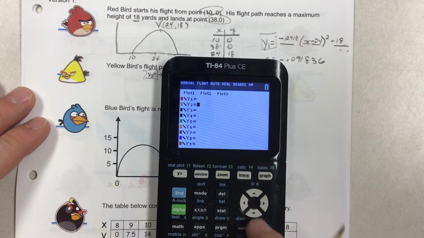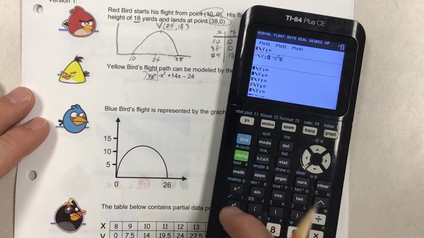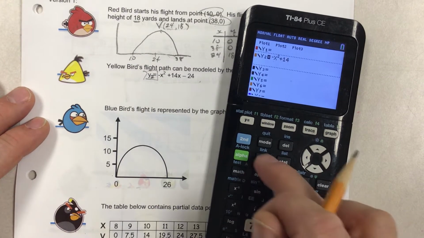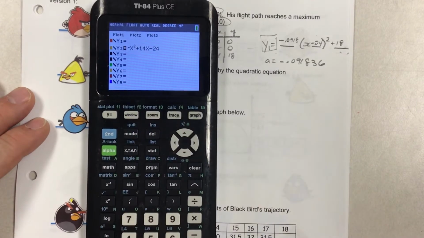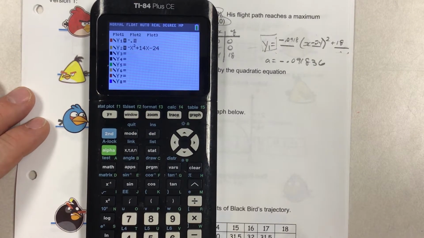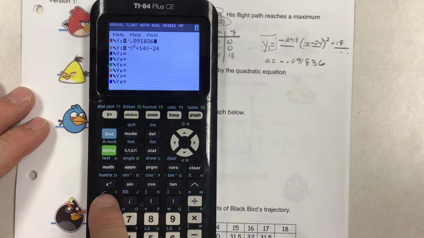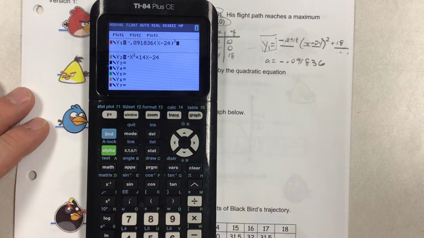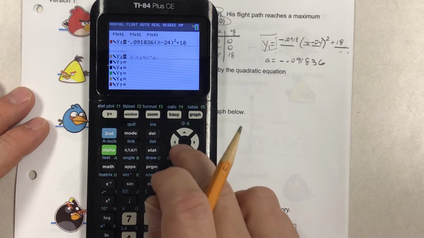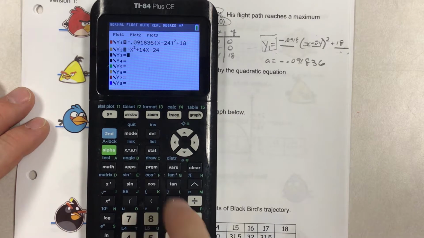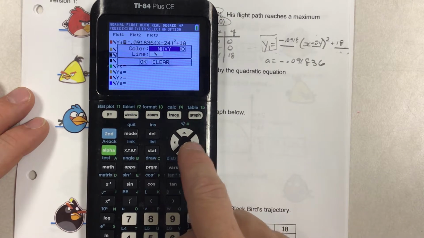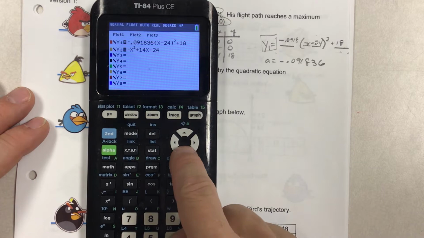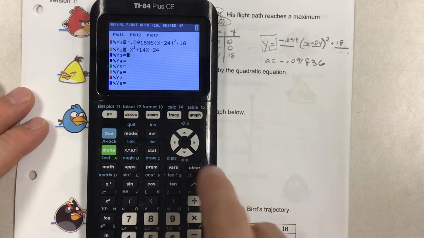Redbird's already there. Yellowbird, I'm going to put that in. Negative x squared. There's no calculations involved here at all. Plus 14x, minus 24. And since I'm already there, I'm going to put this other one in. Negative 0.091836 bracket x minus 24 bracket squared plus 18. So now we just need to figure out 2 more. One is a Bluebird. I have to change my color here to blue. And then I've got Blackbird, which is black already. All right, so we need 2 more equations, blue and black.